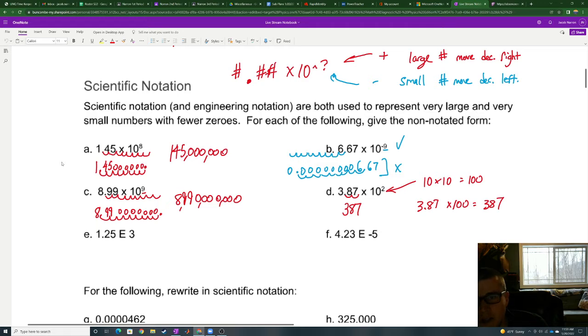So now we get down here to engineering notation. In E and F, these are both engineering notation. Understand this. Don't be scared of the E. The E is the same thing as saying times 10 to the something. That's really what the E represents. So if you're copying notes, maybe write this on your paper. And if you're using a graphing calculator, you actually have 2 of these E's on your calculator.